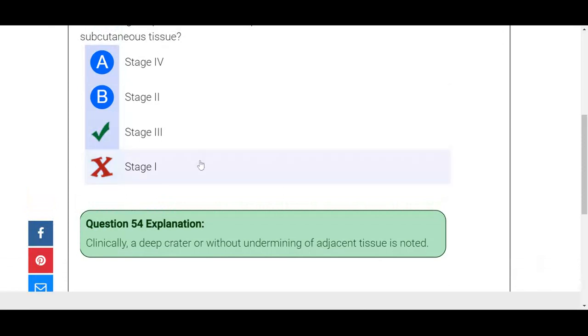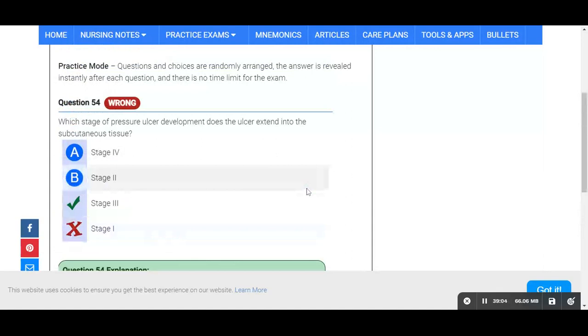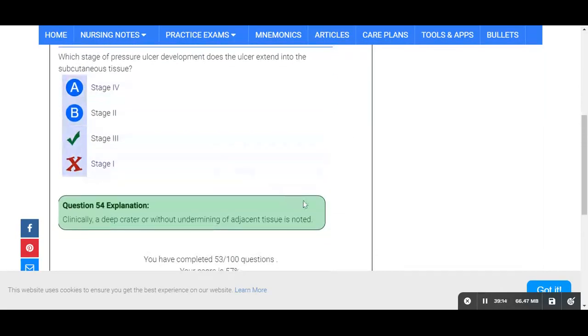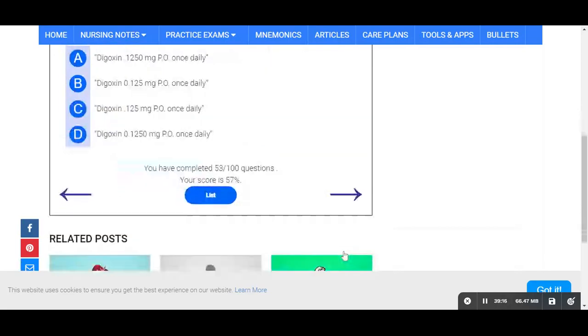Next one. Stage 1 is all just in the epidermis. Stage 2 dermis. Stage 3 subcutaneous and stage 4 in the tissue already. Okay.